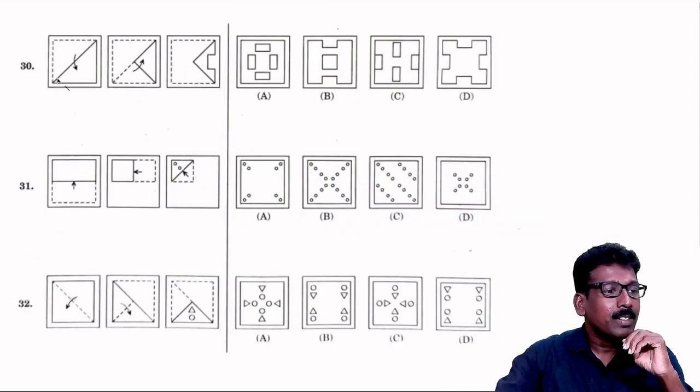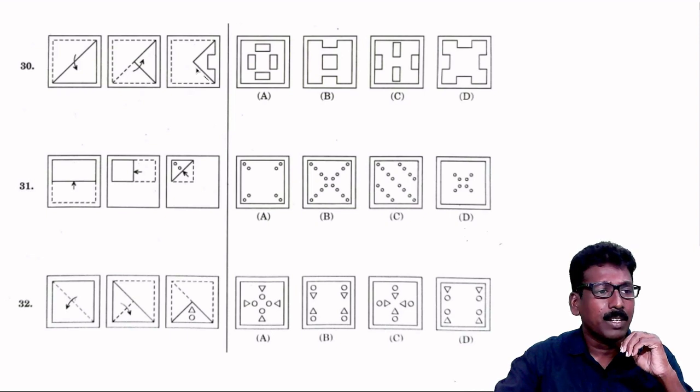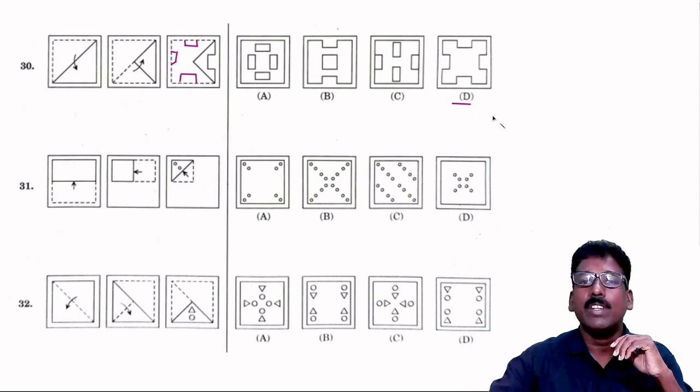Here a square paper is folded diagonally. Again it is folded one more time and a portion is cut off from here. Now when unfolding it, you will get a portion here. Here also will be, and here also. So the correct option can be, yes, D will be the correct figure.